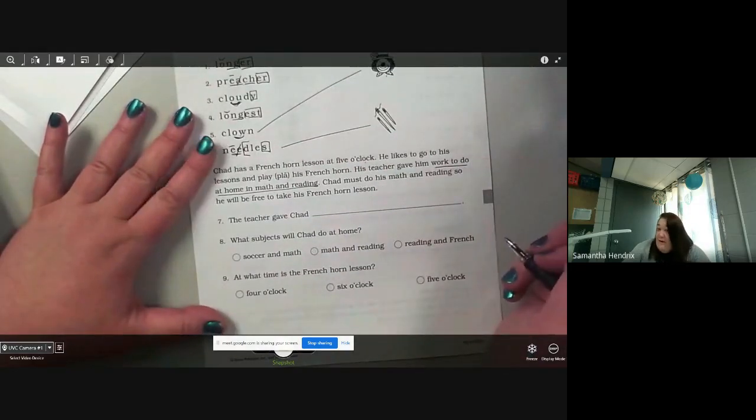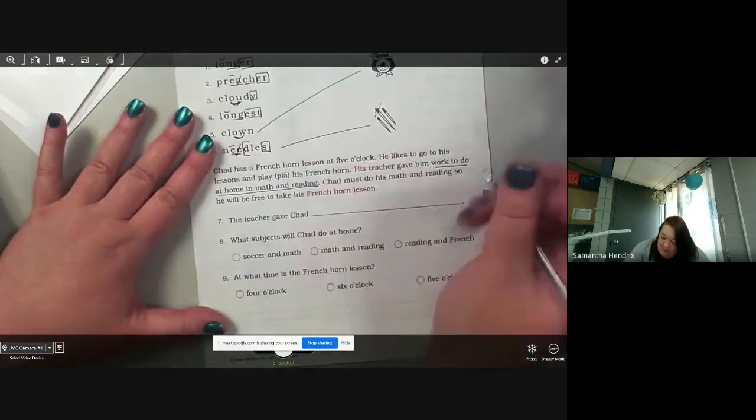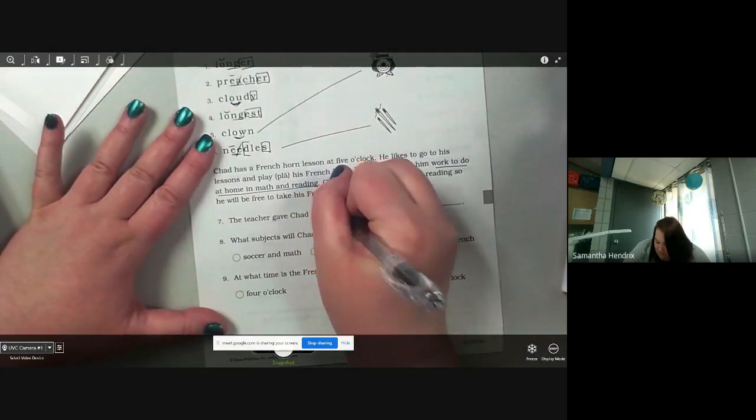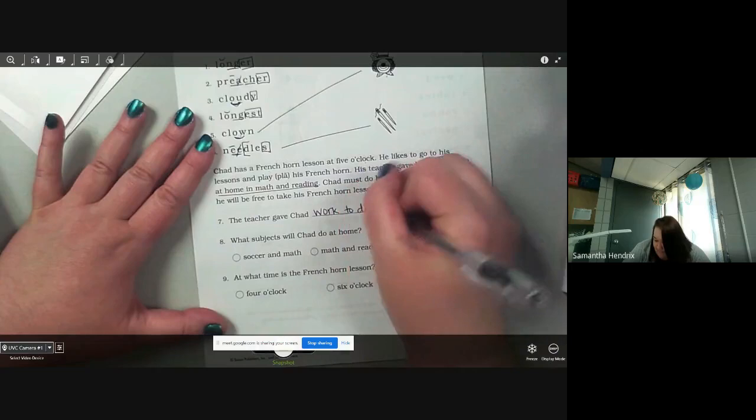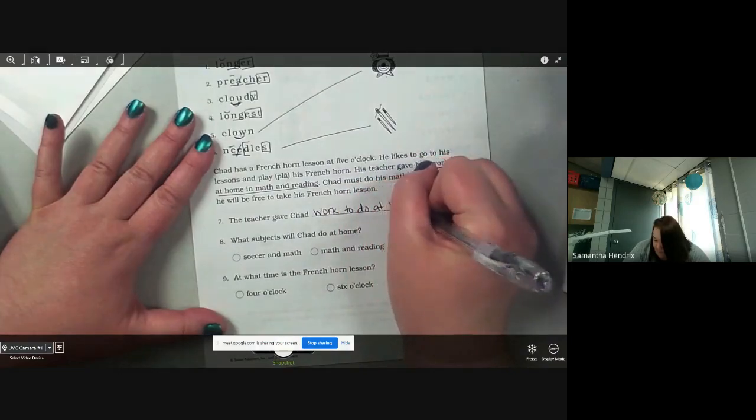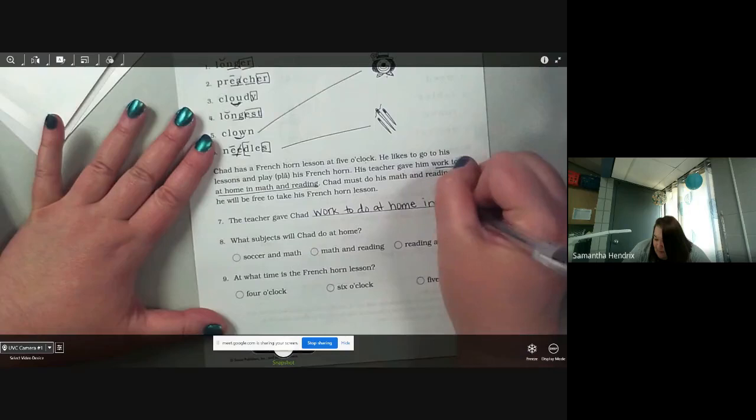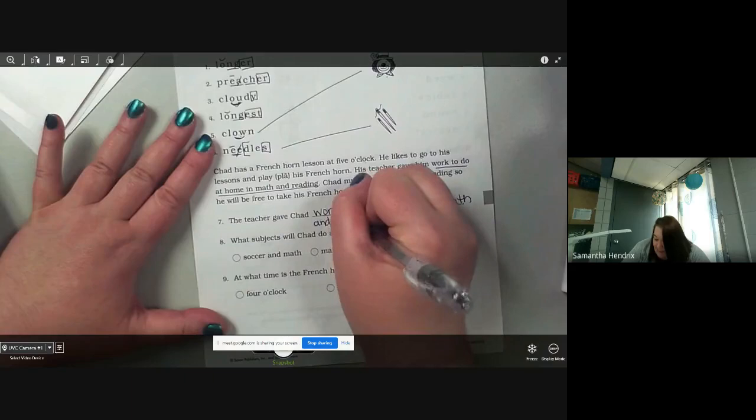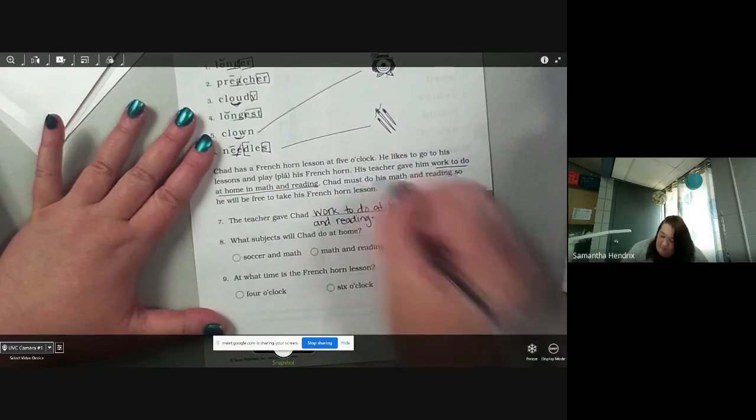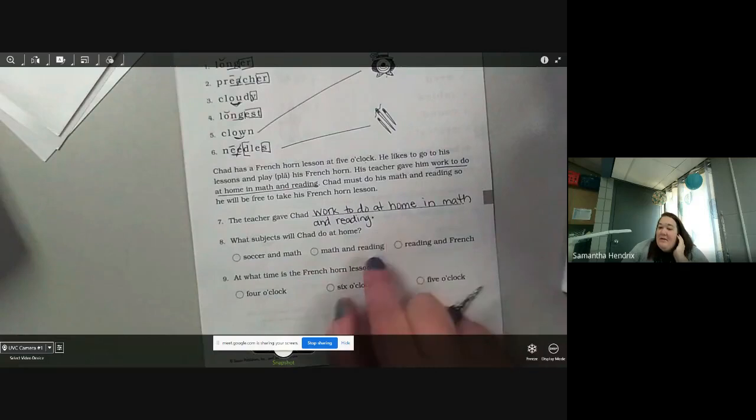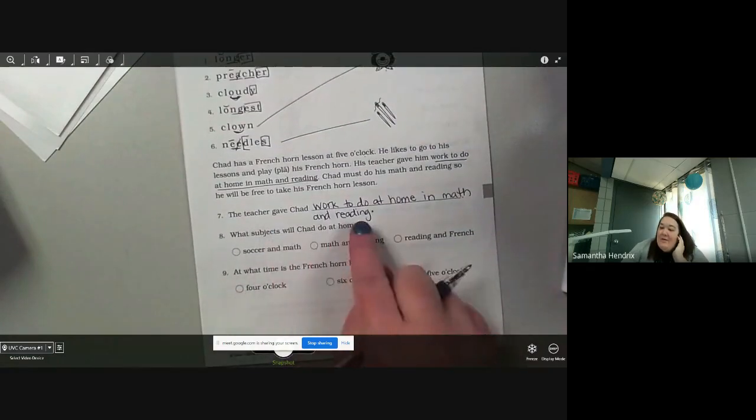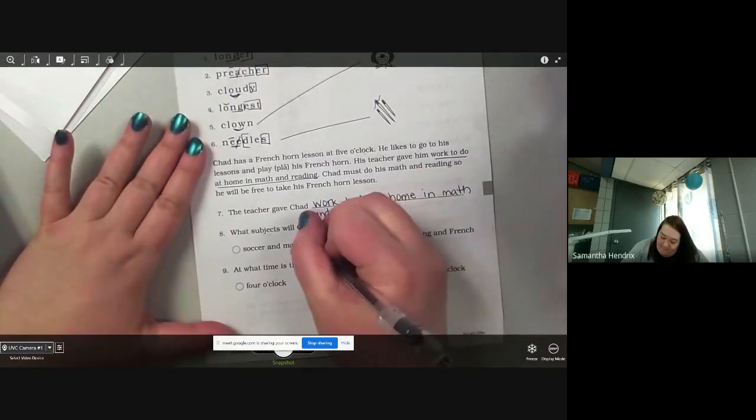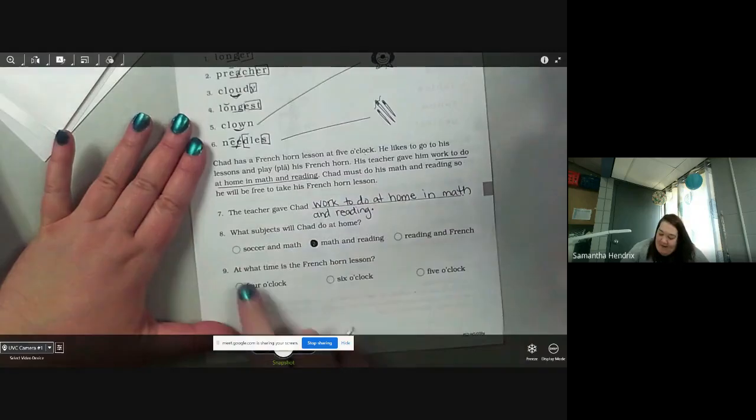And I'm going to try to write all of that, okay? I might have to go below the line, and that's okay. Remember, you can pause to write. And you see I wrote smaller than normal. And I just wrote it down here. That's fine. So what subjects will Chad do at home? Well, we just wrote them. Math and reading.